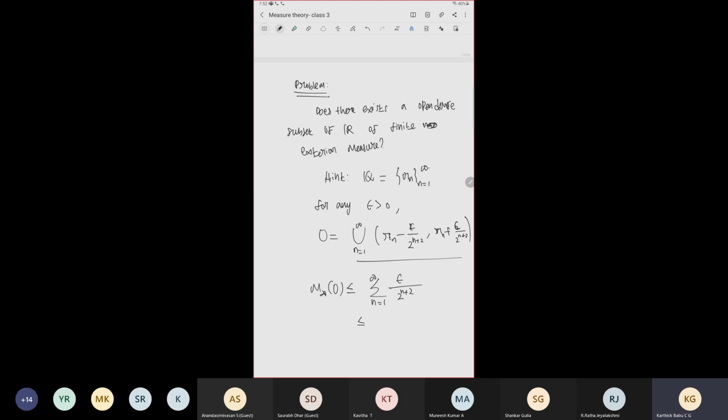Then you take n plus 1 itself, and you are going to sum, so it becomes around epsilon. In fact, it need not be a small epsilon. For any positive real number, you can construct an open dense set whose measure is less than that particular real number, so finite measure. And instead of just finite, you can give an exact bound for the measure of the open dense set you construct.